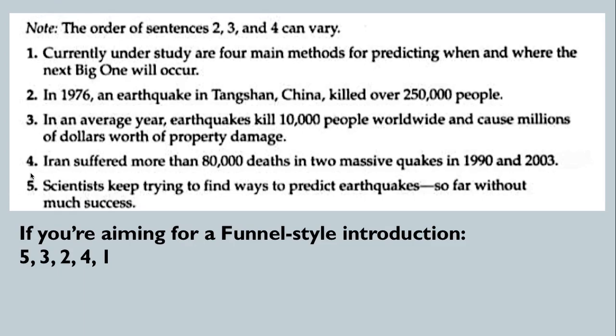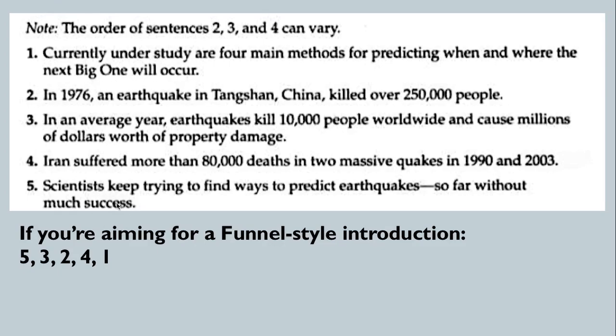All right. Let's say we're aiming for a funnel style introduction. Well, we'd start off with 5, general. Scientists keep trying to find ways to predict earthquakes, so far without much success. In an average year, earthquakes kill 10,000 people worldwide and cause millions of dollars worth of property damage. In 1976, an earthquake in Tangshan, China, killed over 250,000 people. Iran suffered more than 80,000 deaths in 2 massive quakes in 1990 and 2003. Currently under study are 4 main methods for predicting when and where the next big one will occur.